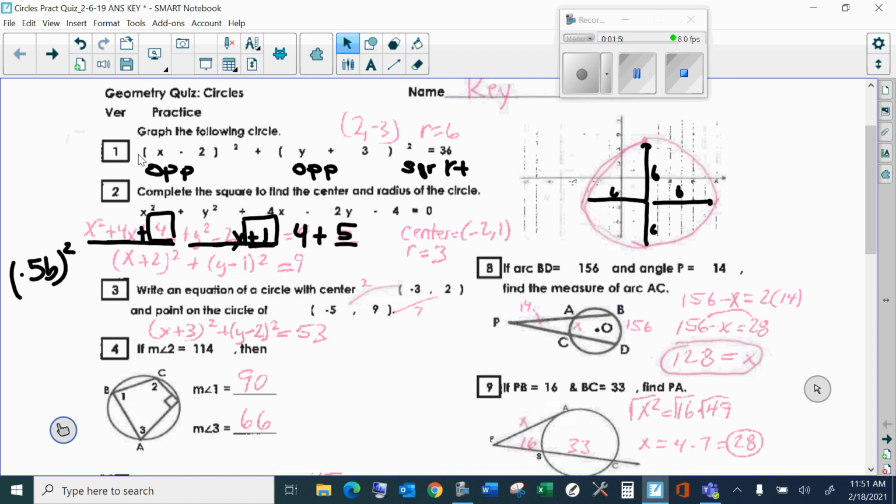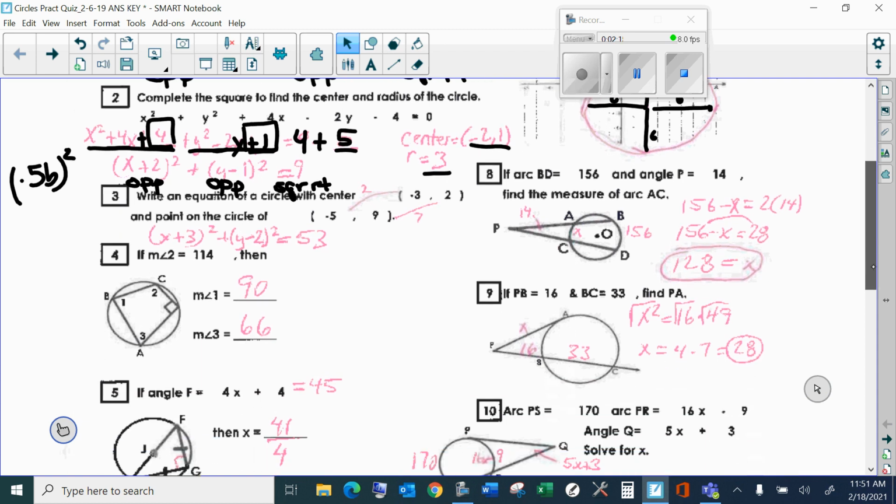Now it's looking like number 1. I do opposite, opposite, square root. So I get (-2, 1) for my center, and the radius, square root of 9, is 3. There's my answers.